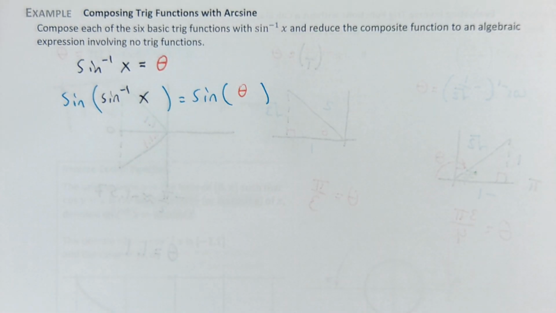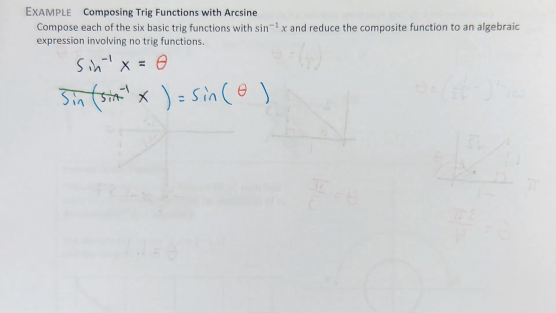Now, because sine is an operation, I can do it to both sides of the equation. Again, I said we assume that we're positive acute. That means assume quadrant 1, and in quadrant 1, sine and sine inverse literally cancel each other out, leaving us with the statement sine of theta equals x.